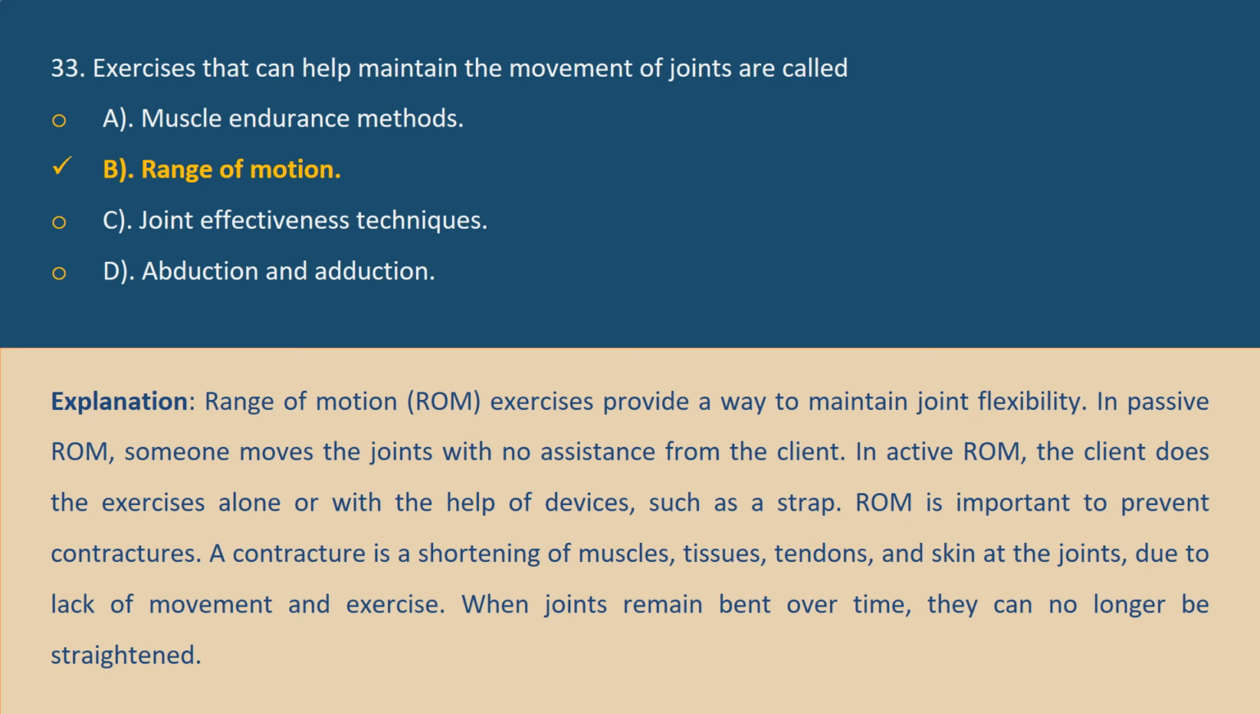Answer B. Explanation. Range of motion exercises provide a way to maintain joint flexibility. In passive ROM, someone moves the joints with no assistance from the client. In active ROM, the client does the exercises alone or with the help of devices such as a strap. ROM is important to prevent contractures. A contracture is a shortening of muscles, tissues, tendons, and skin at the joints due to lack of movement and exercise. When joints remain bent over time, they can no longer be straightened.